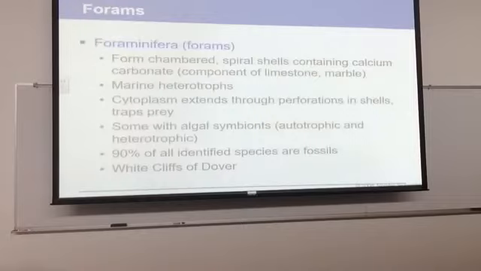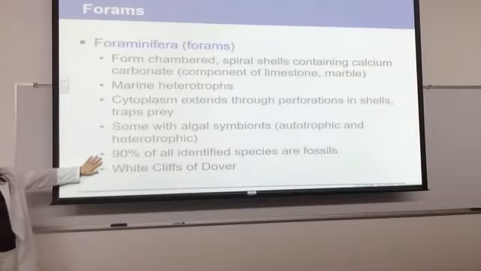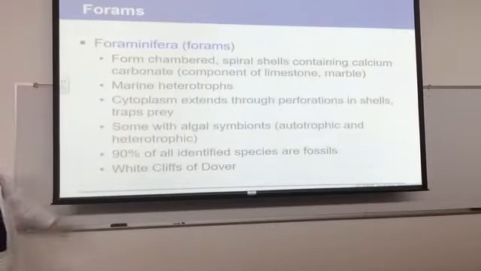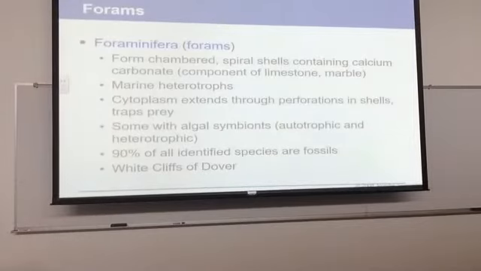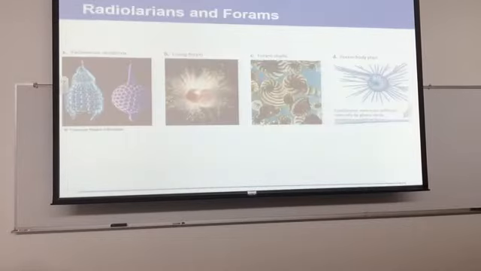What is an algal symbiont? It has a relationship with algae. Understanding or just being able to decipher the term, symbiont means that it's a relationship between two living organisms. And in this case, it gives you a little bit more information. It says they're algal symbionts, which means that they have a relationship with algae. Okay? Many of the forams that we find are fossils. The White Cliffs of Dover are known for all the foraminifera or forams that they contain. So it's part of that limestone.